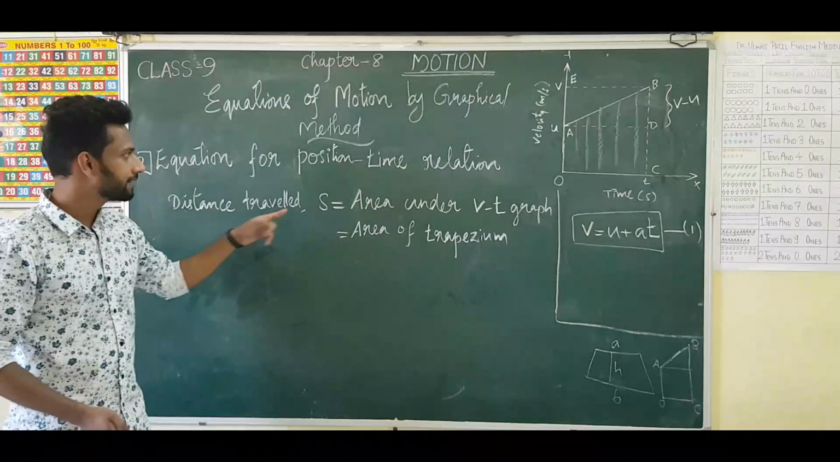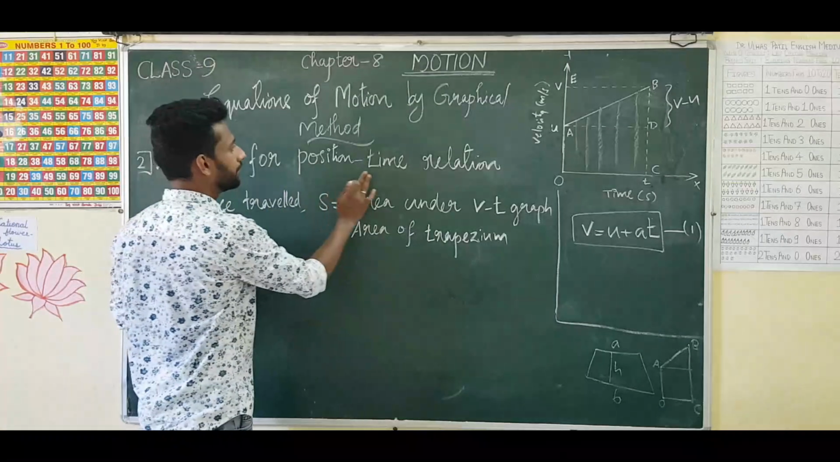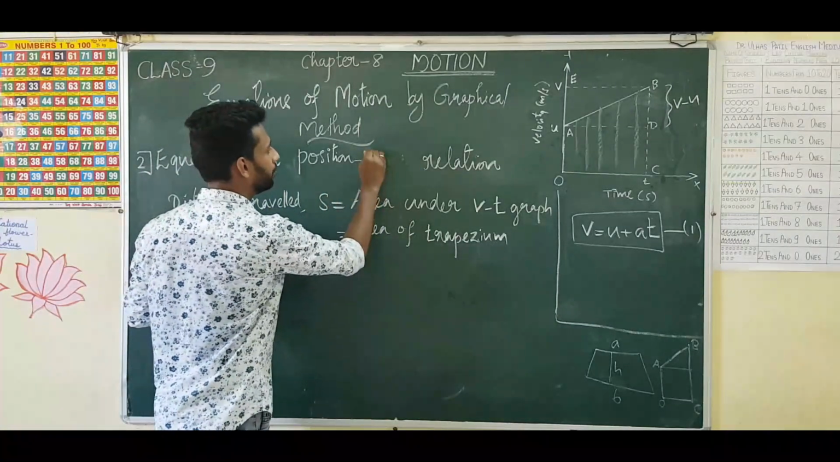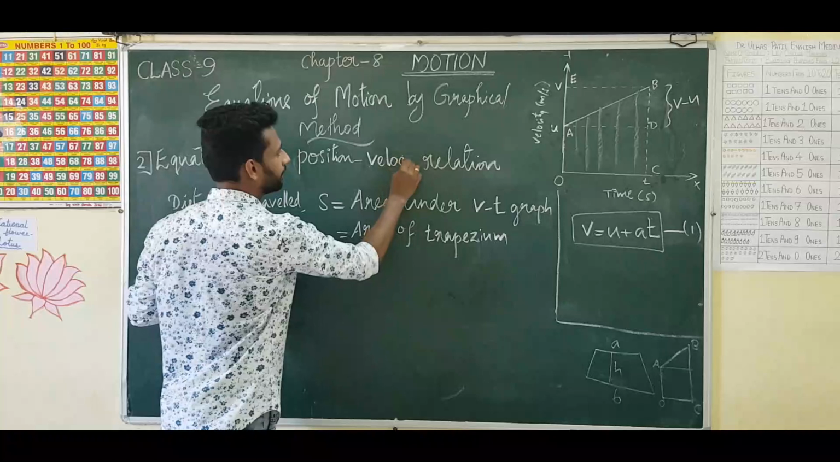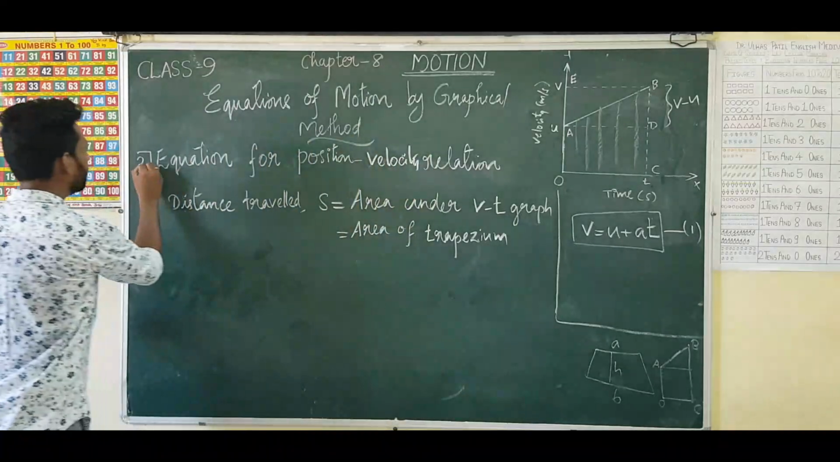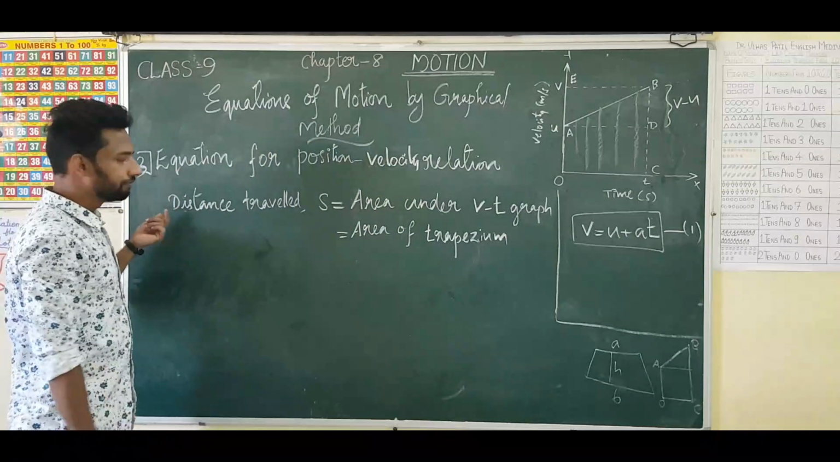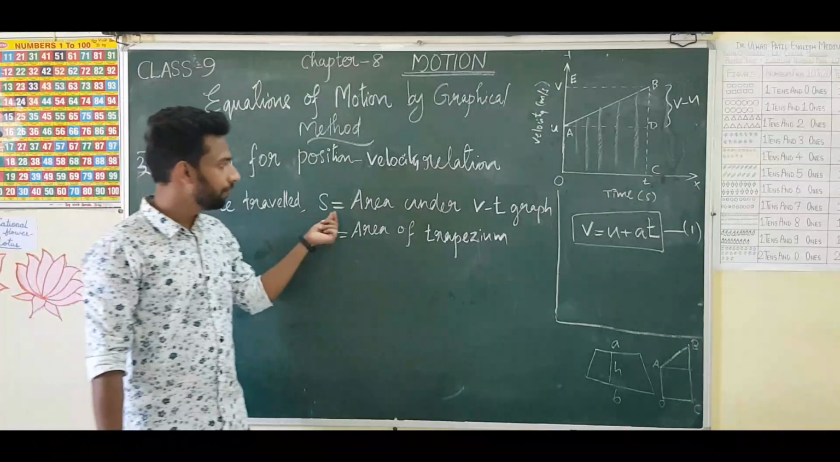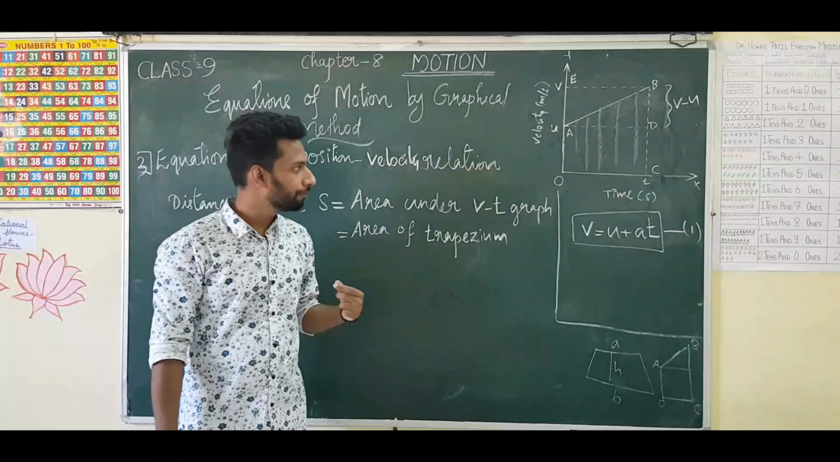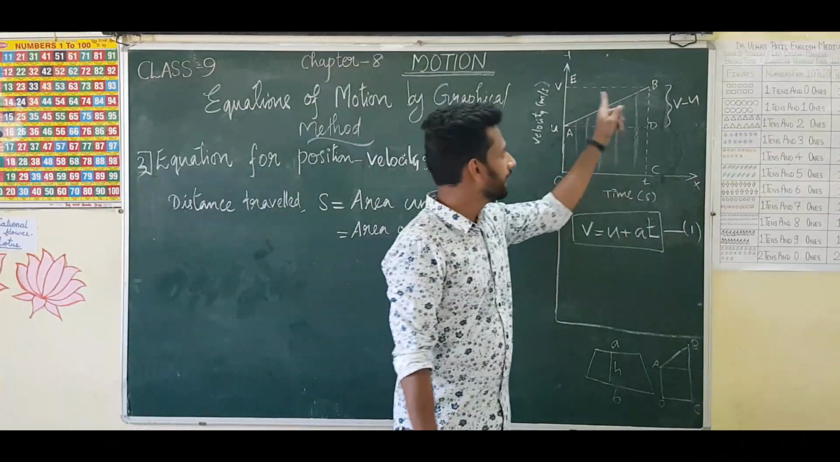The distance traveled s is equal to the area under the velocity time graph. Instead of the position time relation, we have to write the position velocity relation. And third, this will be the same. The distance traveled equals the area under the velocity time graph. This is the area.